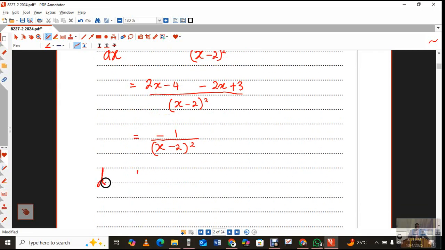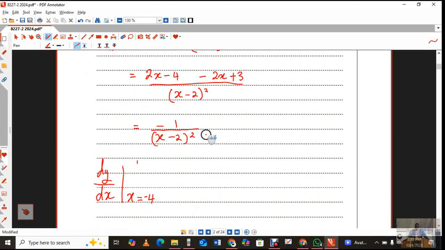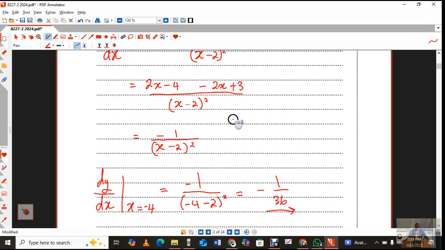Now we need to find what would be the gradient at the point where x is equal to 4, or are they saying -4 rather. Okay, so we're going to substitute everywhere where you have an x value into this function. You're going to substitute -4. So that's going to be -1 all over, in brackets, -4 take away 2, all squared. The answer will be -1 over (-6) all squared, which is 36, and that is the gradient. You can give it as a decimal, but that should do.